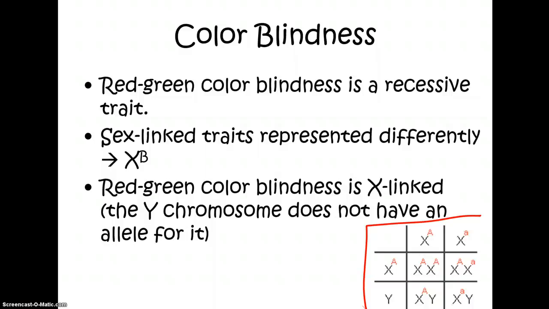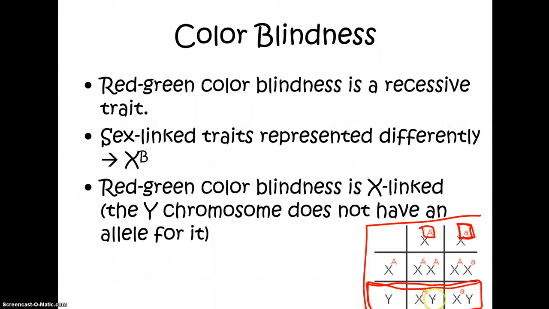Okay, red-green color blindness is X-linked. The Y chromosome does not have an allele for red-green color blindness. I'm having a hard time saying that. So if you take a look down here, any offspring from this couple that are males are only going to have one allele for this gene, and because mom's a carrier, she's heterozygous. Okay, that's why we say she's a carrier, because she's not colorblind. But she does have one of the alleles for red-green color blindness.